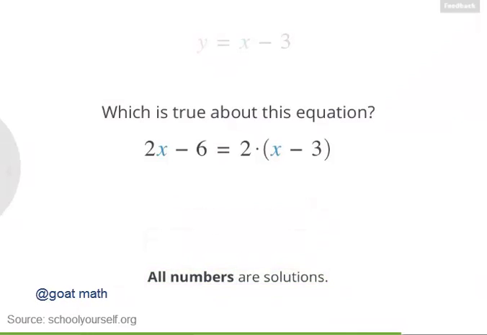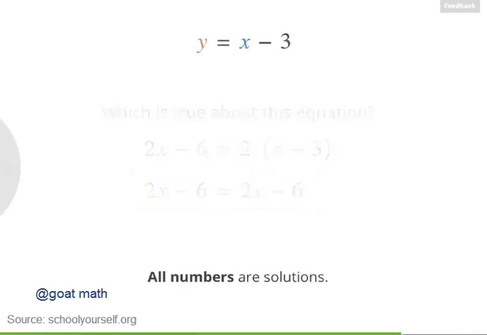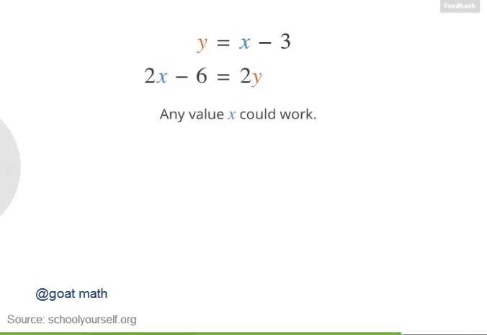Precisely, all numbers are solutions. If we distribute the 2, then this equation becomes 2x minus 6 equals 2x minus 6. Both sides are exactly the same, so any value for x will make this equation true. 2x minus 6 always equals 2x minus 6. So then for these two equations with two unknowns, any value of x can be a solution. x could be 0, x could be 7, or x could be negative 2.